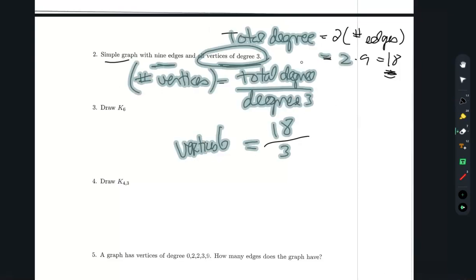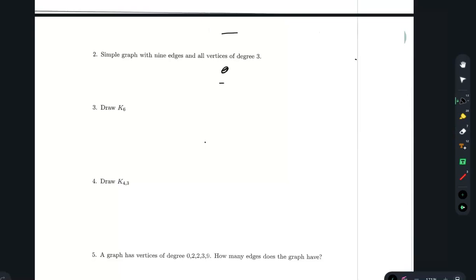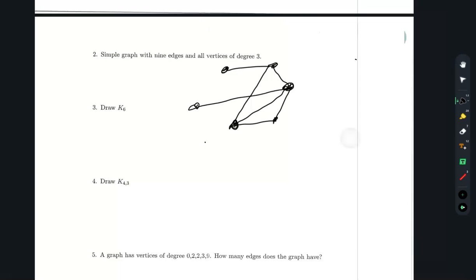I'm going to draw 6 vertices, and each of them has to have a degree 3. 1, 2, 3, 4, 5, 6. I'm going to leave some space in between them all. If they each have a degree of 3, let's think about that. So I could go here, here, and here. And then I could go here, here, and here, and here. Oh, that's got a degree of 4. That's not going to work. Hold up. Okay, I'm going to go back.